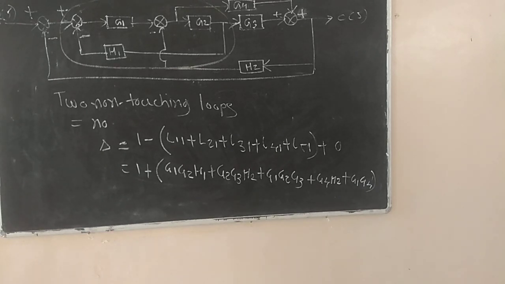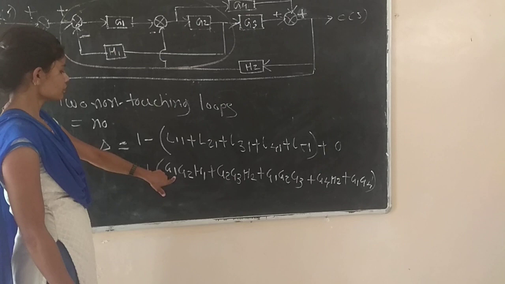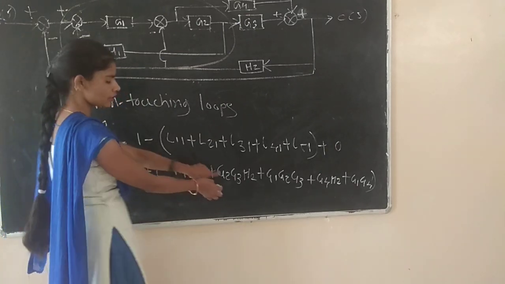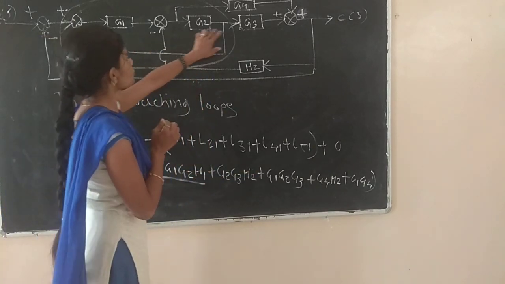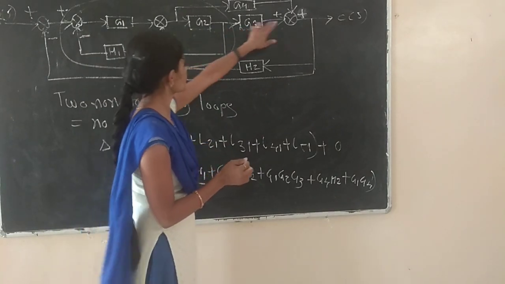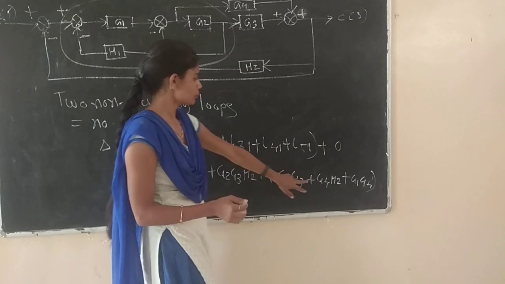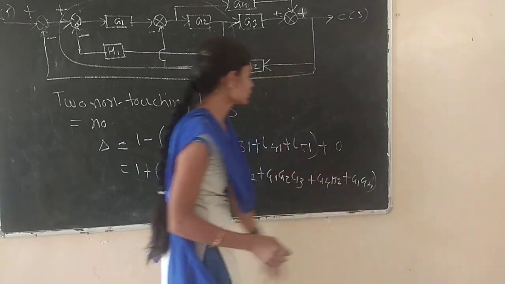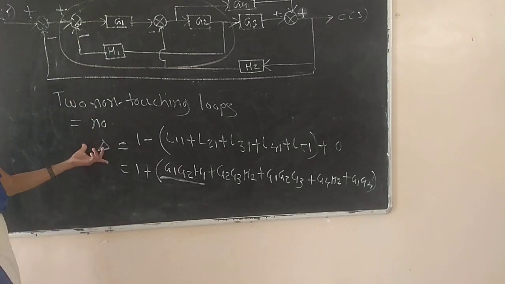Del becomes del is equal to 1 plus G1, G2, H1. This is the loop first. Then loop second is G2, G3 and H2. Then minus G1, G2, G3. And loop 4 is G4, H2. And loop 5 is G1, G4. Means calculating the value of del.